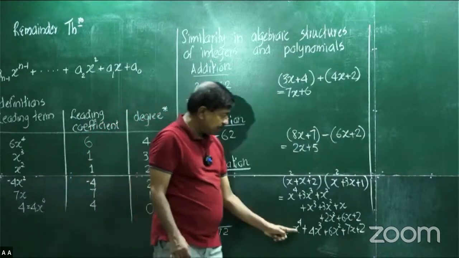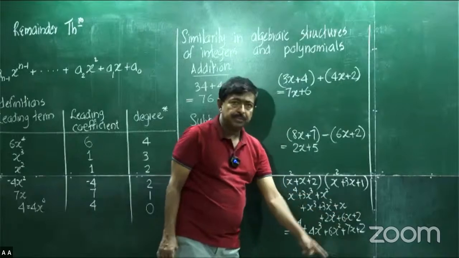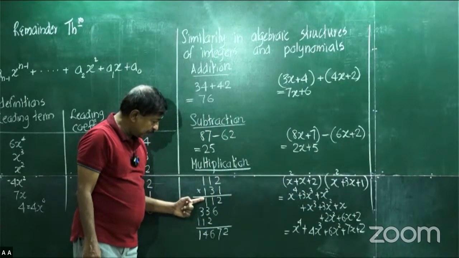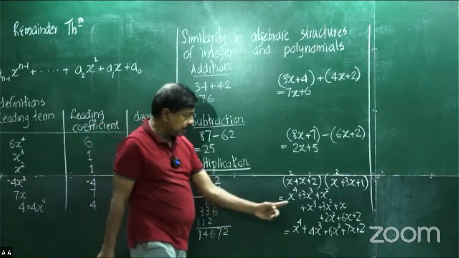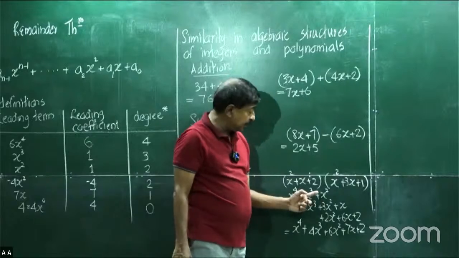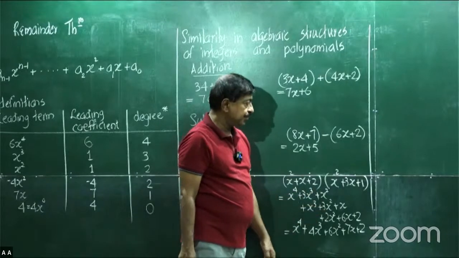14672. And how this is formed is, 6 is obtained by 1 plus 3 plus 2. Here, 6 is obtained by adding 1 plus 3 plus 2. Okay.